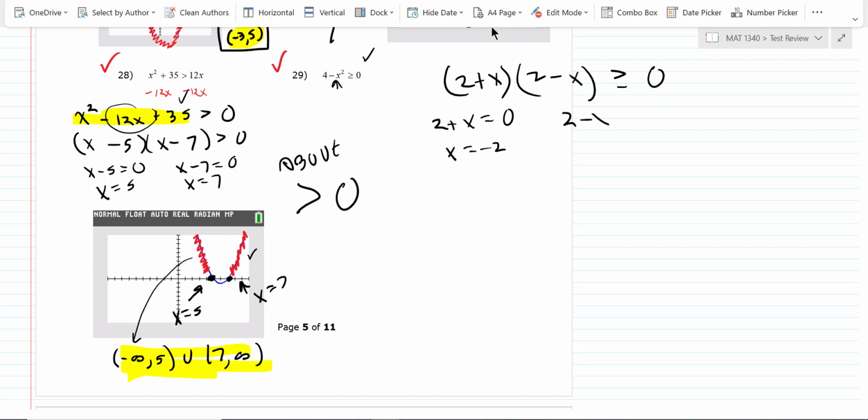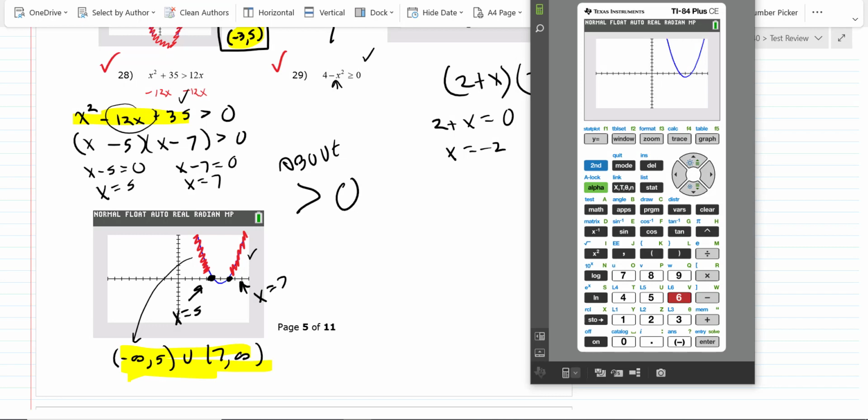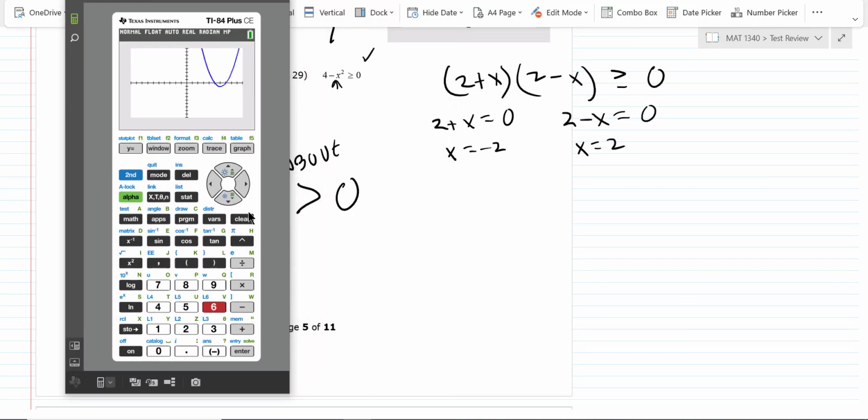Okay, then we get 2 minus x equals 0. You can do that in your head. That's x equals 2. Okay. All right, then you just want to put this in your calculator. That's probably the safest way to learn how to do this for now. So we'll graph the original, which is 4 minus x squared. Okay, graph it in a standard window.